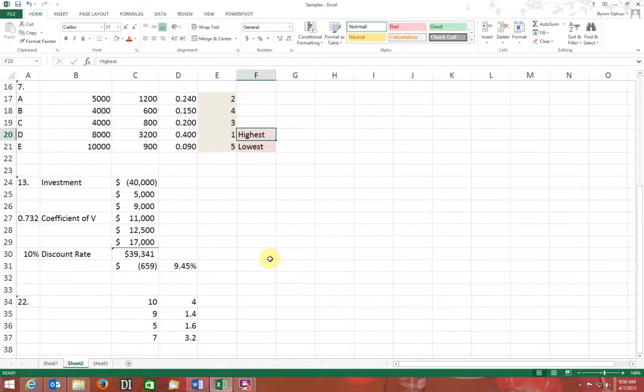I did a similar problem and just made up my own numbers. I said I had a $40,000 investment, and here are my cash flows. All we're doing is, I put my coefficient of variation as 0.732. Yours is 0.847. Look at page 444, at your chart. My coefficient of variation is between 0.51 and 0.75, so my discount rate is 10%.